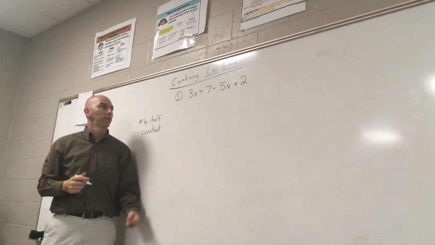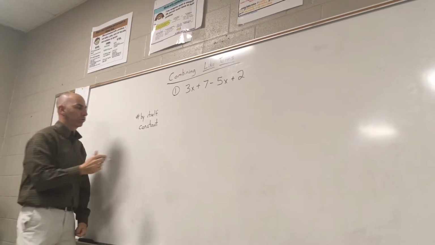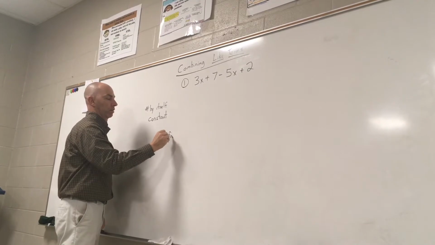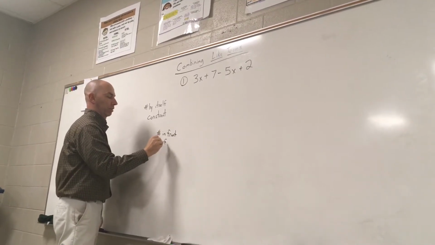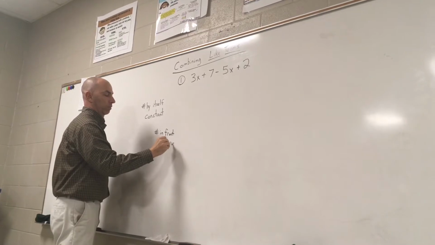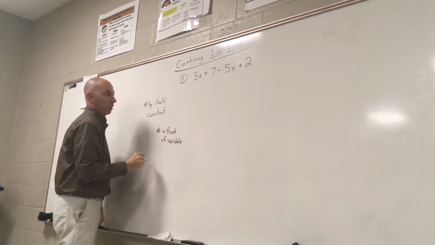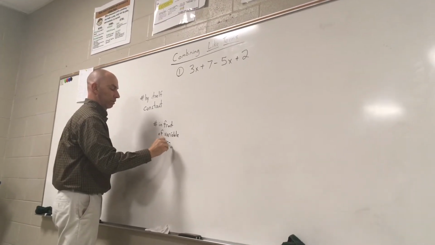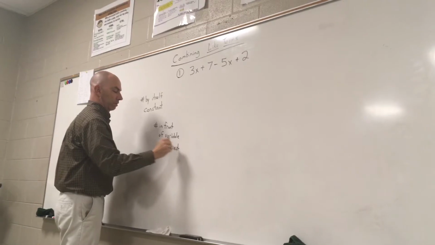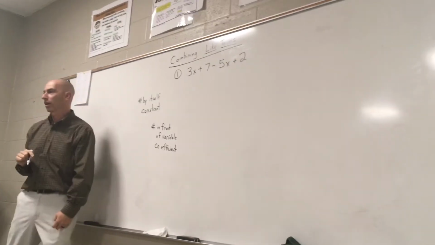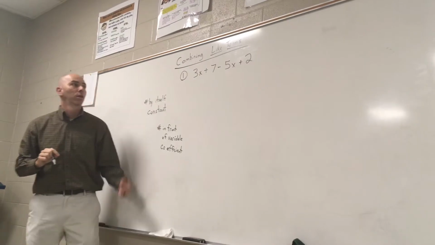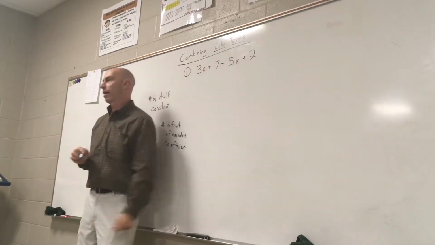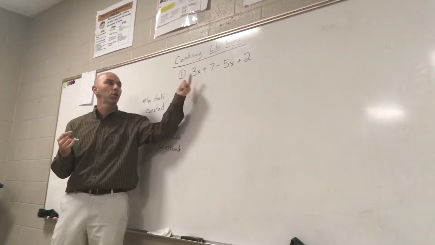A number in front of a variable is a coefficient. So, 2 of these have variables, and 2 do not. So we have 2 constants, and we have 2 variables.